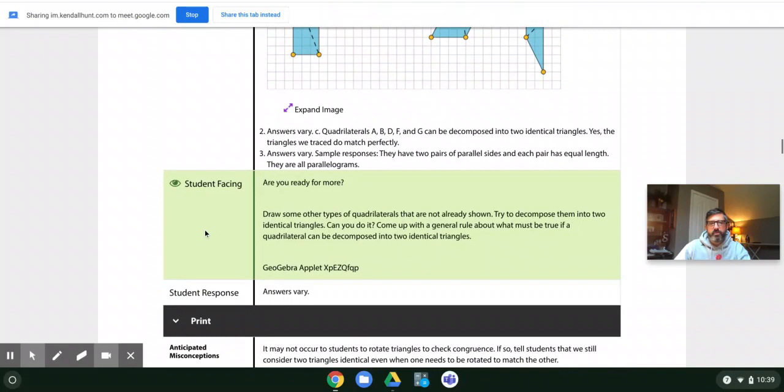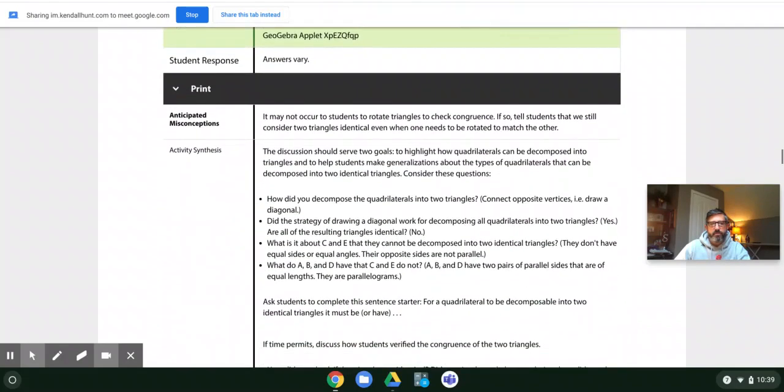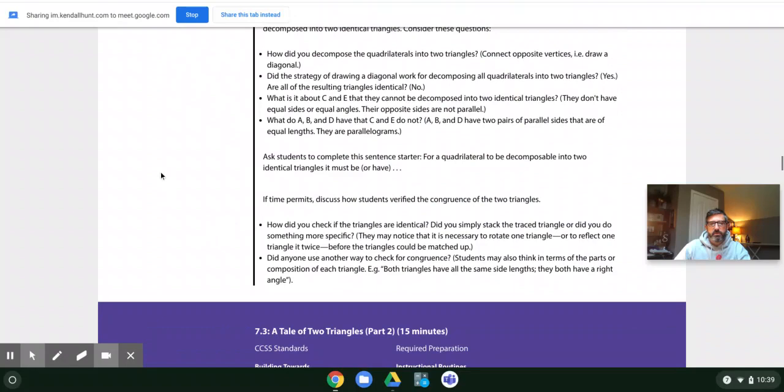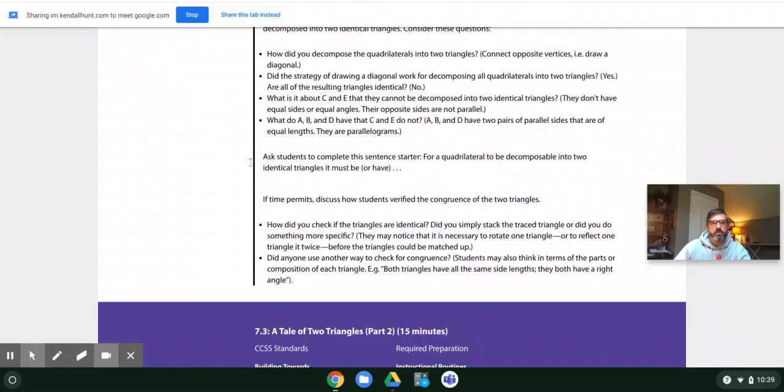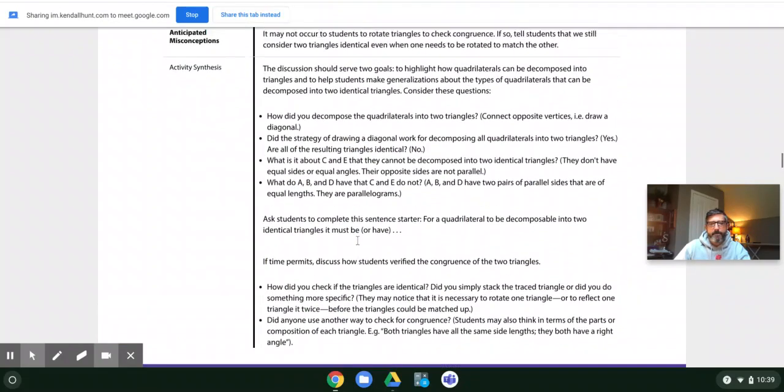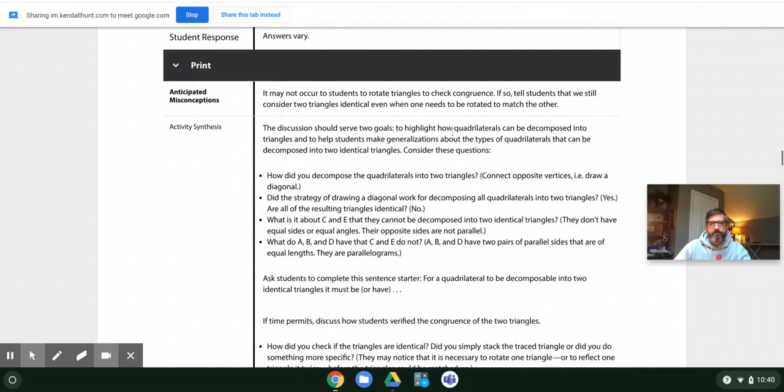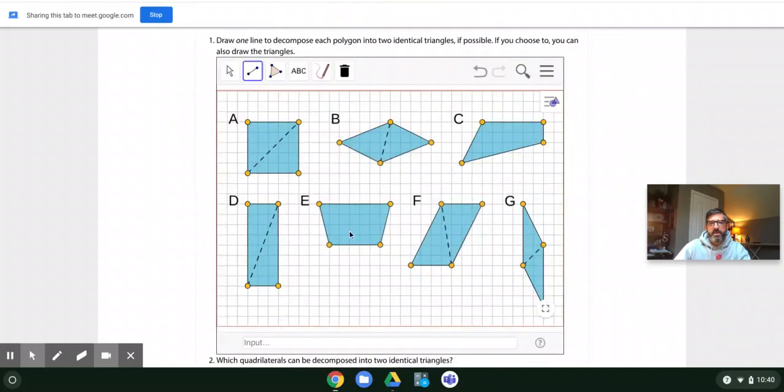So let's look at those a little bit. What do we notice? So what is it about C and E when we drew those lines that showed us that we don't have two identical triangles? How do we know that?